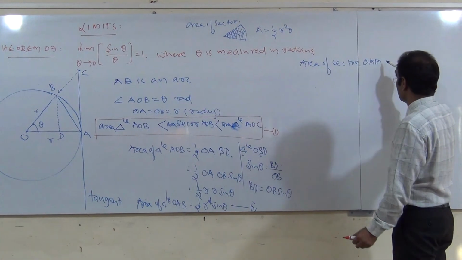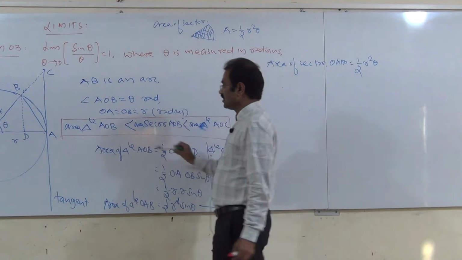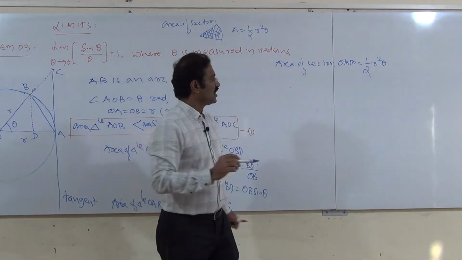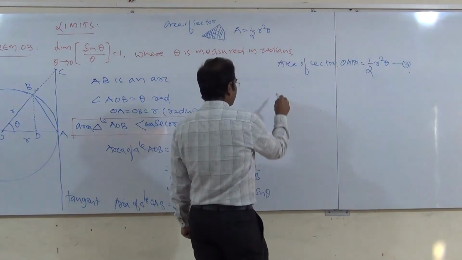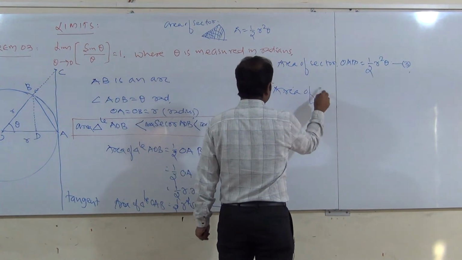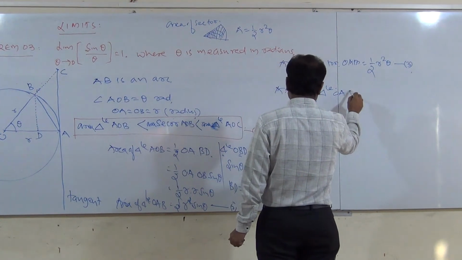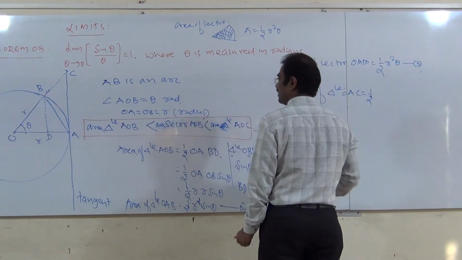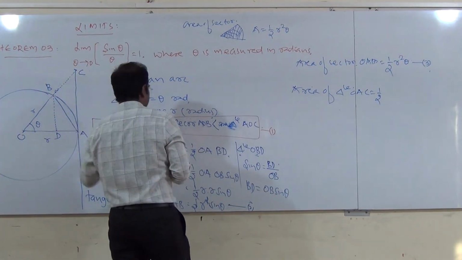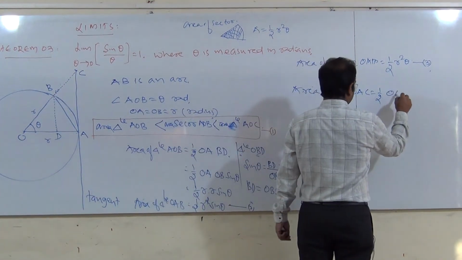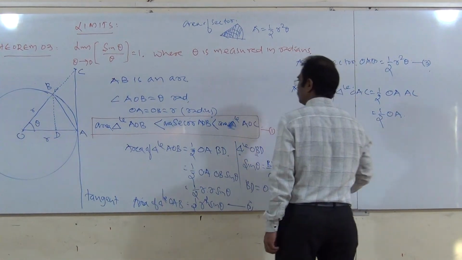Area of that sector is equal to 1 by 2 R square into theta. This is over. I call this equation number 3. Now I take the area of the big triangle, OAC. Area of the triangle OAC is also 1 by 2 base into height. Base is OA, height is AC. 1 by 2 OA into AC.